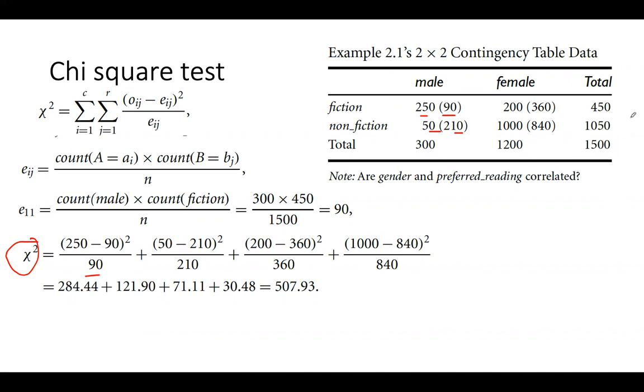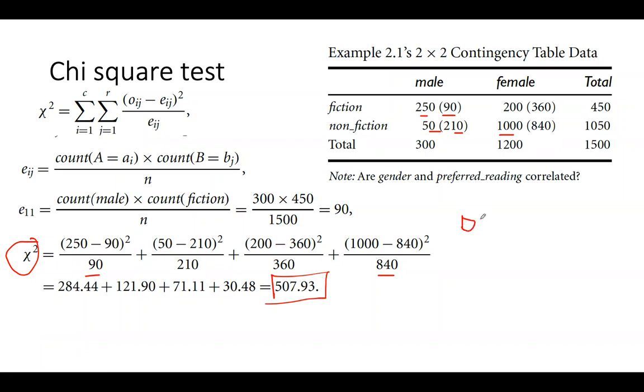We do that for all the others. So up to here, 1,000 minus 840 squared divided by 840. We get that, and then we get this value, okay? Now, once we have this value, then we look at the chi-square table. So we want to compute the degrees of freedom.